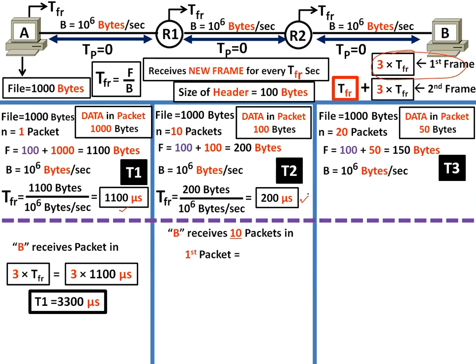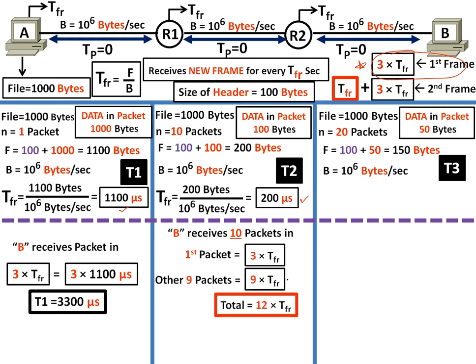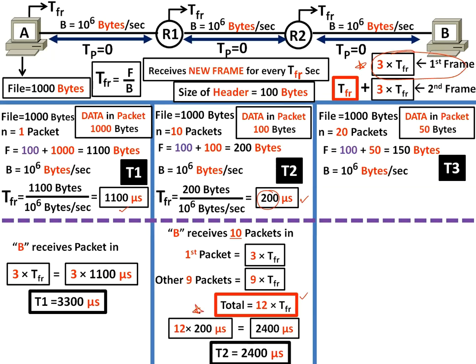B receives 10 packets. The first packet you will receive in the same logic, 3 TFR. The other 9 packets will be 9 TFR. Total will be 12 TFR, guys. So TFR will be 200 microseconds. That is 2400, guys. Following, guys?